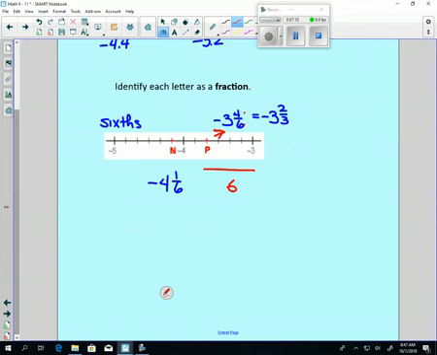Here again, 1, 2, 3, 4, 5, 6. 6 parts between -4 and -5. And this is -4 and 1/6.